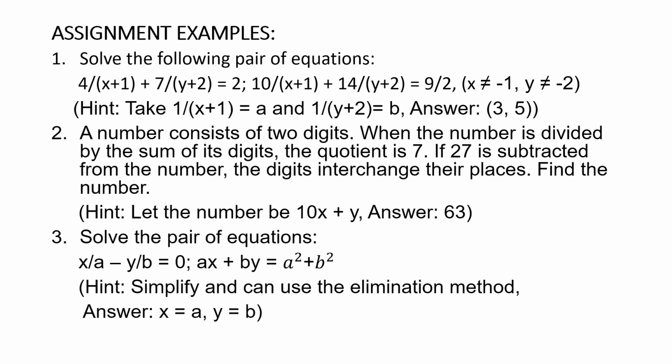Third one, solve the pair of equations. x upon a minus y upon b is equal to 0. ax plus by is equal to a square plus b square. Now you have to simplify this and use the elimination method. Simplify this means you have x upon a minus y upon b, so you can have xb minus ay is equal to 0. Similarly the second equation. Then you can make the coefficient of one of the variables equal, x or y, any variable, and then use the elimination method. You will get the answer as x is equal to a and y is equal to b.